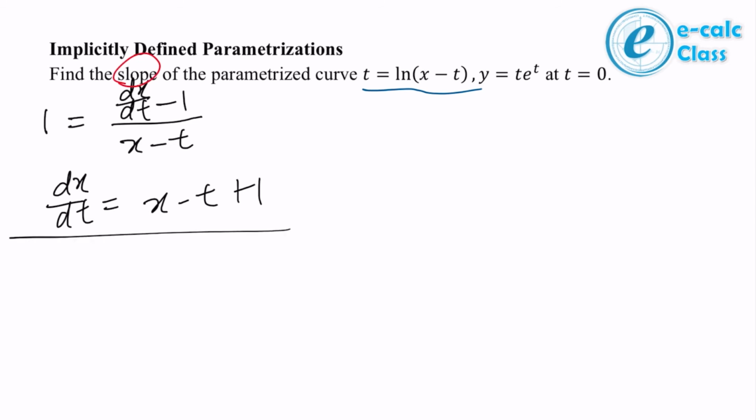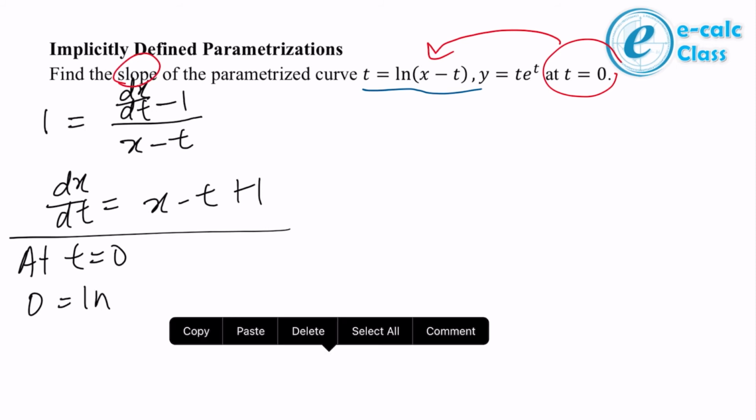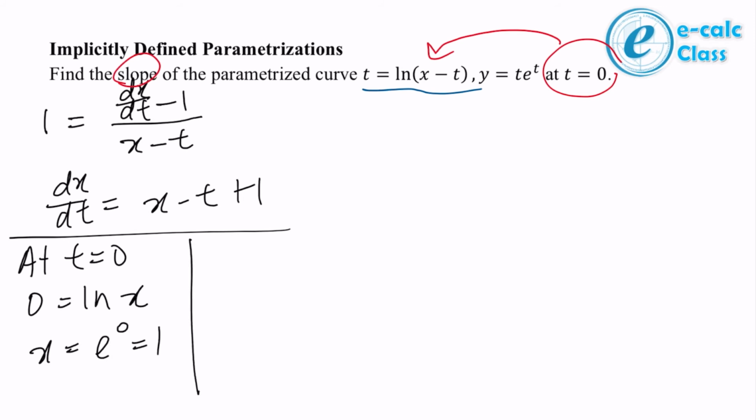Okay, so now I will just write at t equals 0. You put it into this equation: 0 equals ln x minus 0. So x equals e to the power 0, which is 1. Then I just put in here dx/dt when t equals 0. x is 1, t is 0, plus 1 equals 2.